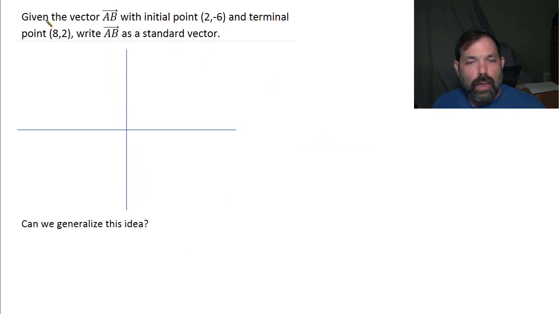So here's an example. Suppose we're given the vector AB with initial point 2, -6 and terminal point 8, 2. We wish to write AB as a standard vector. So I'd like for you to maybe try this out on your own. Pause and see if you can figure it out.